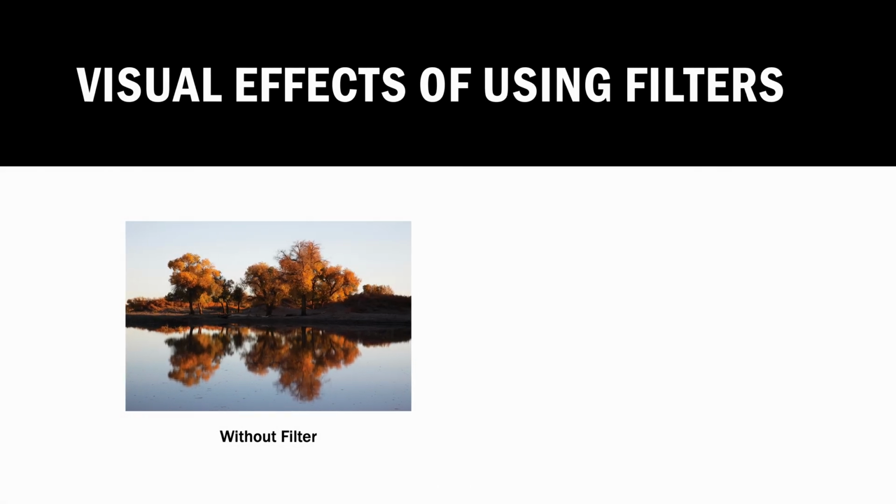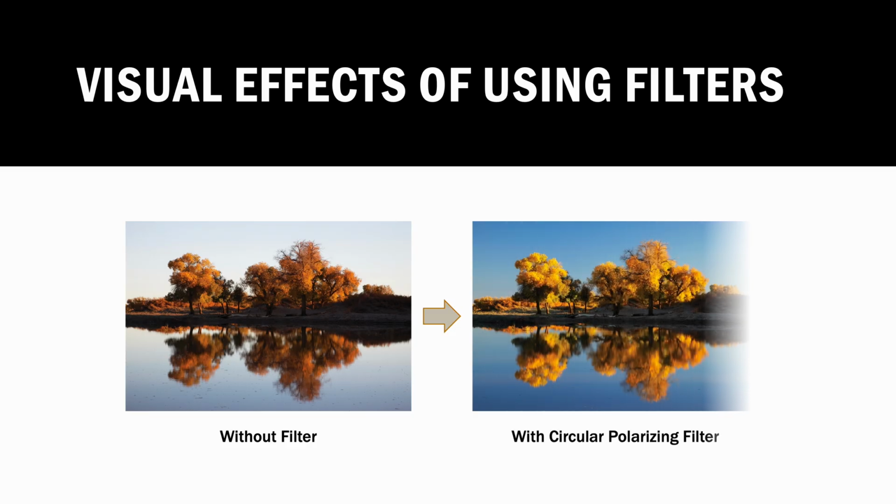Here's an example showing how filters can change the appearance of an image. The photo on the left was taken without any filter, while the one on the right was captured using a circular polarizing filter. Notice how the second image appears clearer, with richer colors and reduced reflections. In photography, physical filters shape how light enters the camera. In digital image processing, we use digital filters to achieve similar effects through computation.